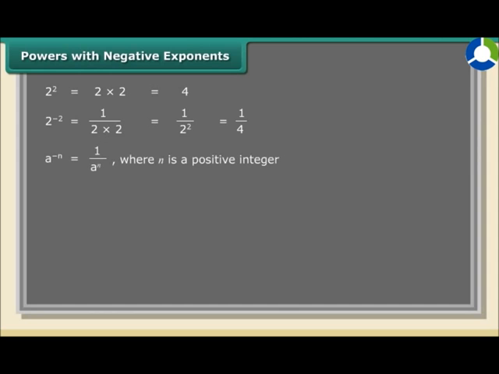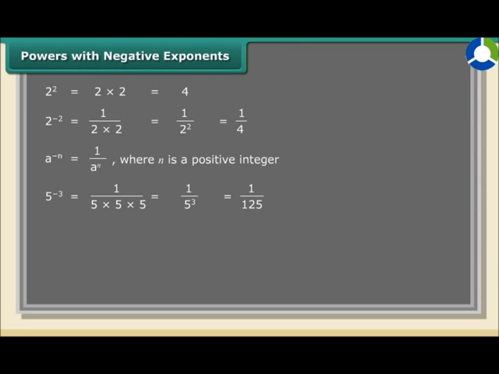Powers with negative exponents. 2 raised to the power 2 is equal to 2 into 2, which is 4. 2 raised to the power minus 2 is equal to 1 upon 2 into 2, which is 1 upon 2 raised to the power 2, which is 1 upon 4. In general, a raised to the power of minus n is equal to 1 upon a raised to the power n, where n is a positive integer.